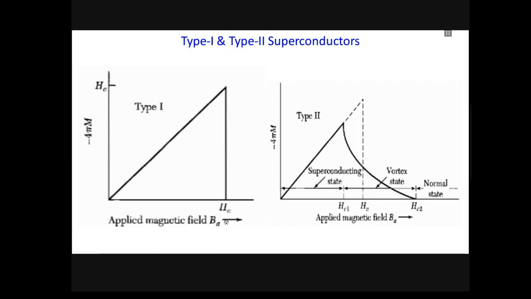This is HC, the critical field. The critical field condition depends upon this maximum. The vertical axis is the magnetization, and this is the applied field. So this is the critical field. Below this critical field, the material will behave as a superconductor. Above this applied magnetic field strength, the material will transform into the normal conducting state.